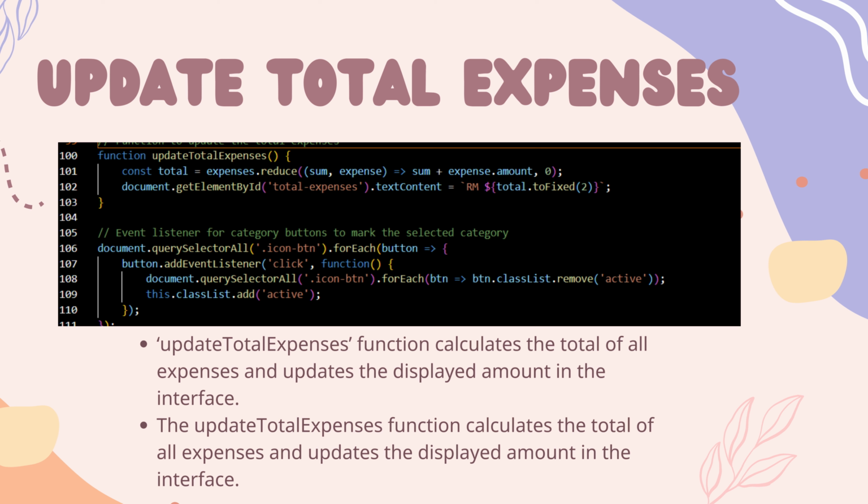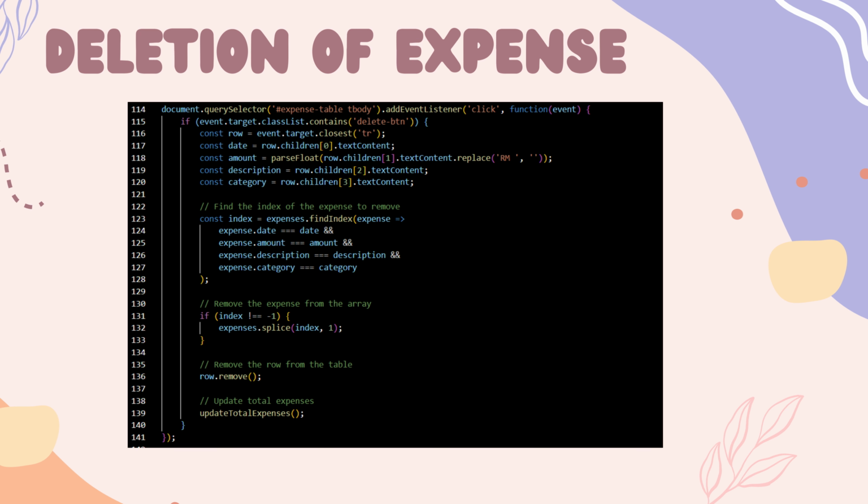Next, I'll be explaining the update total expenses code. This function calculates the total of all expenses and updates the displayed amount in the interface. The event listener for the category buttons ensures that only the clicked button is marked as active by removing the active class from all buttons first and then adding it to the clicked one, providing a clear visual indication of the selected category.